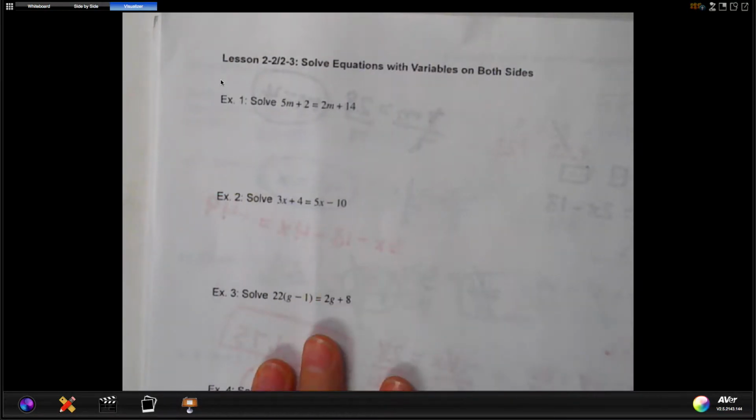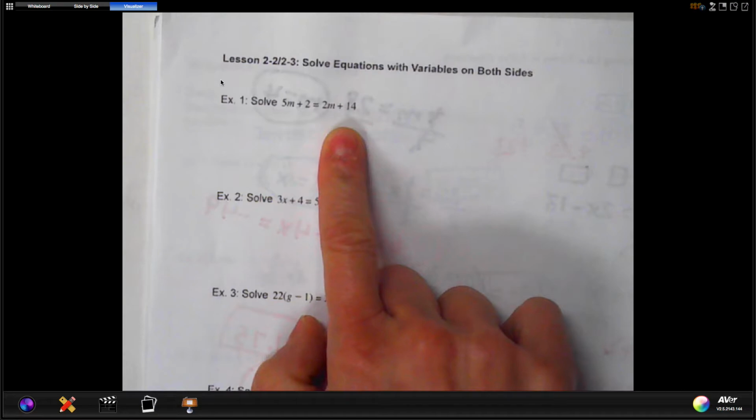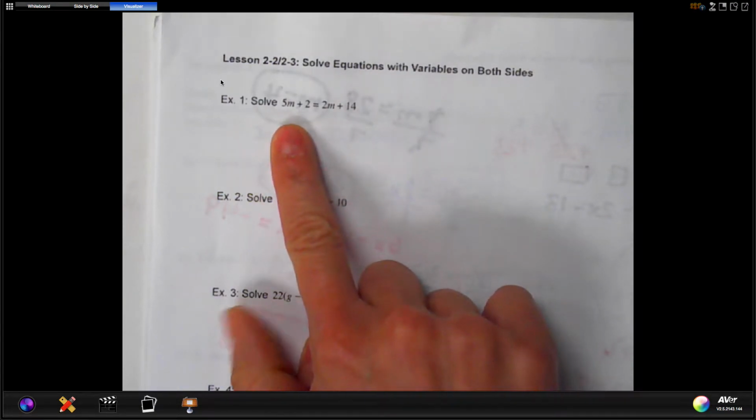Okay, hello, and welcome to our next lesson, which is a mixture of 2-2 and 2-3, if you have me for math. Today what we're going to do is learn how to solve equations when you have variables on both sides of the equal sign. Up until now, we've only been working on equations with a letter on one side or the other. But sometimes we're going to have letters on both sides.